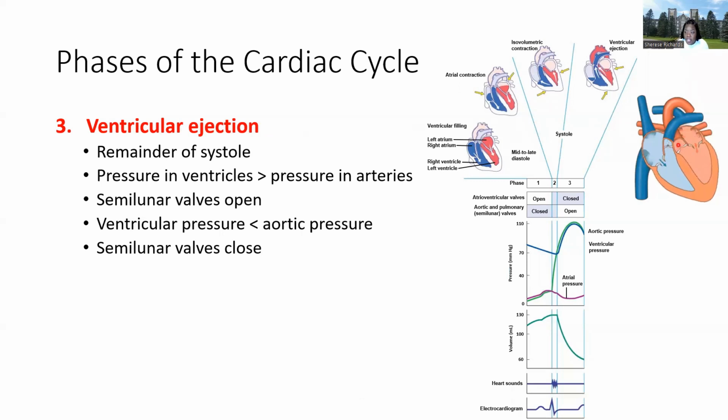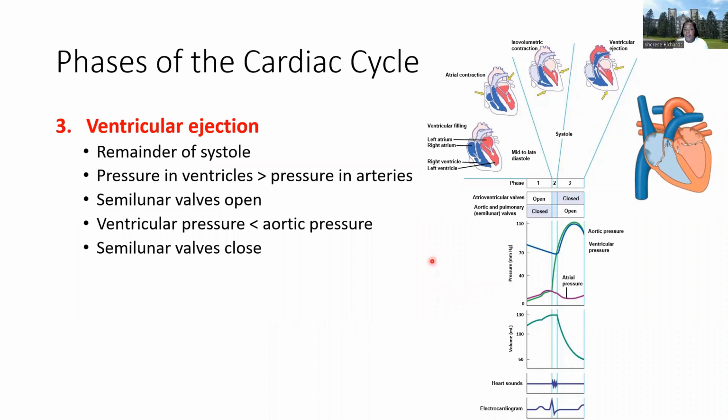In the ventricular ejection phase, the pressure is now high enough in the ventricle to where the semilunar valves will open because the pressure in the ventricle is now higher than the pressure in the arteries. And then the ventricular pressure is now greater than the aortic pressure. And so it's going to squeeze that blood out.